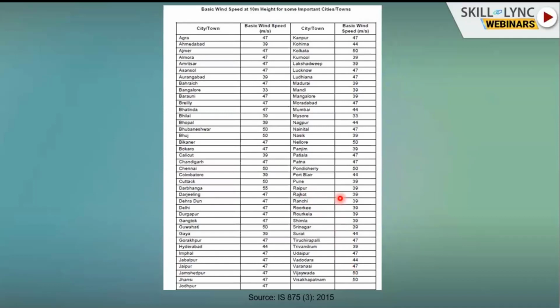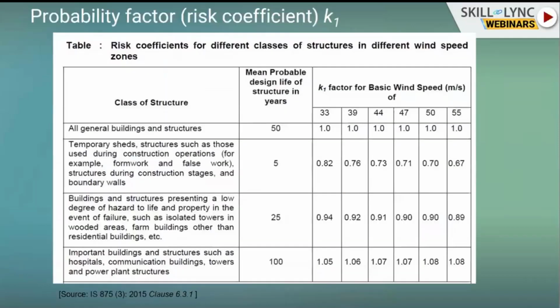So typically most of the high wind speeds are generally about 50 meters per second. The low wind speeds are about 30 to 39 meters per second. And to talk about the factors that are going to multiply your wind speed, the first one is the K1 factor, which is the probability factor. It depends on what you are designing and where you are designing, so you have these different factors to multiply.